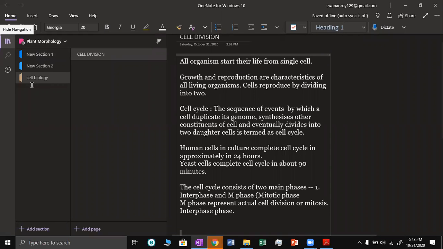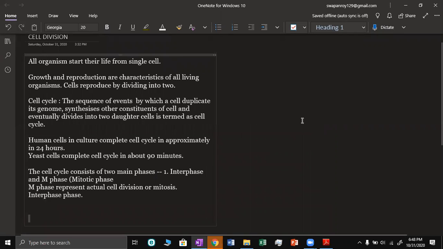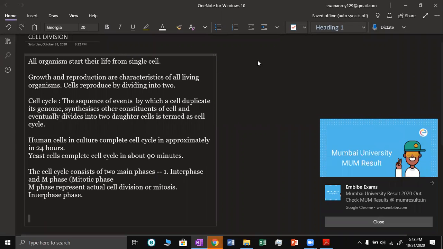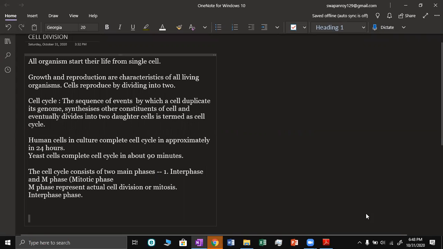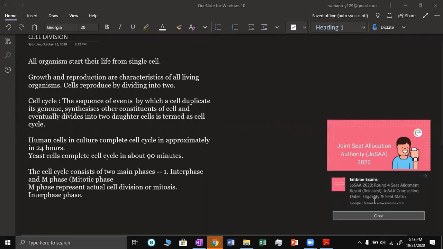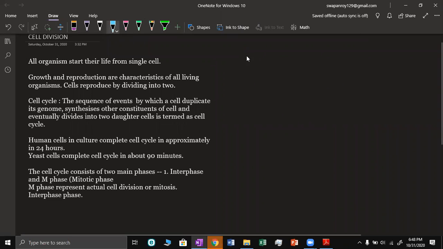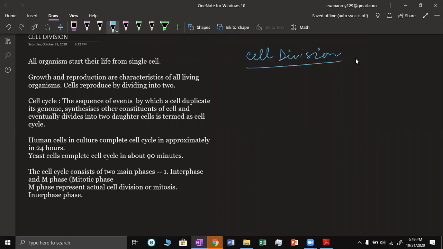the next, the cell biology portion starting, and here mainly we will learn about cell structure and cell division. Out of this, cell division we will learn today. This is very important, and in the reduced syllabus, cell division, meiosis and mitosis, is there.